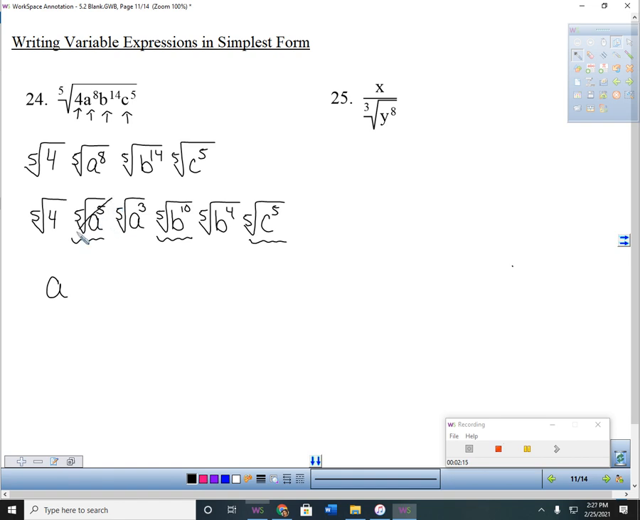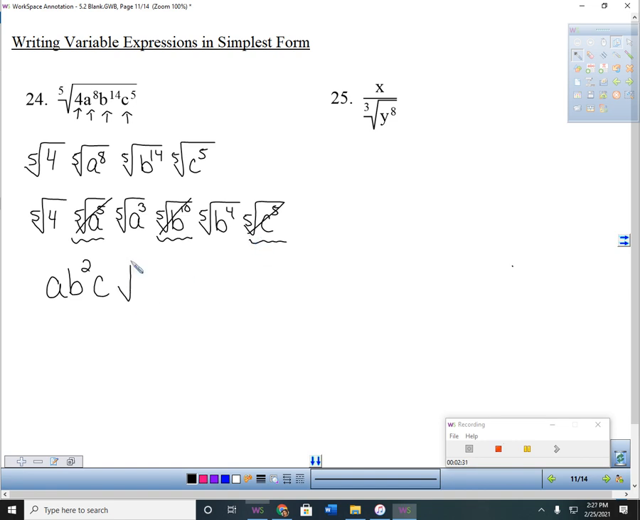So I'm going to mark that out because I already took care of that one. The 5th root of b to the 10th is b to the 2nd. I'm going to mark that one out. And then the 5th root of c to the 5th is c. So I've done that one.